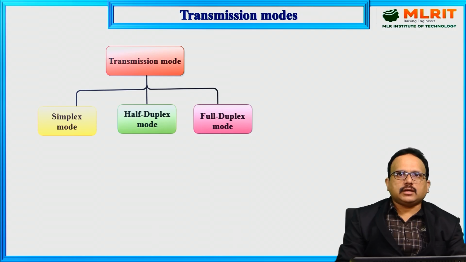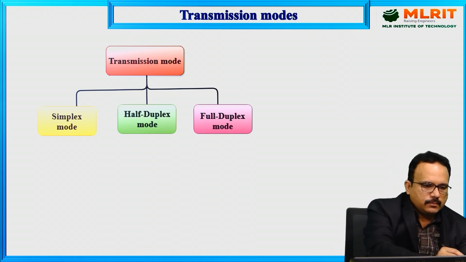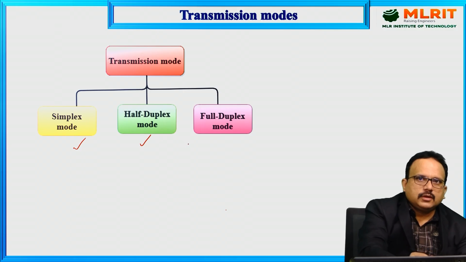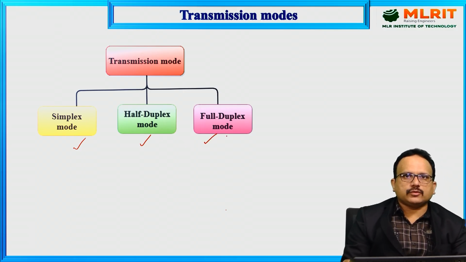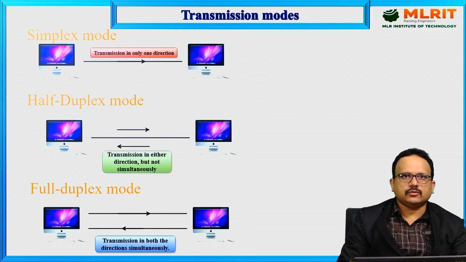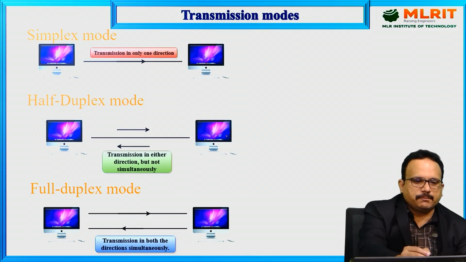Coming to the actual discussion regarding transmission modes, we have three modes of transmission. One is simplex mode, the other one is half duplex mode, and the third one is full duplex mode. These are the modes of transmission we use for transmission of data from one system to another system.